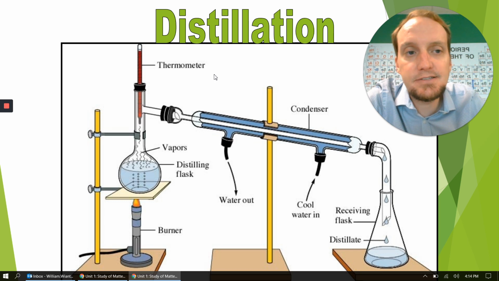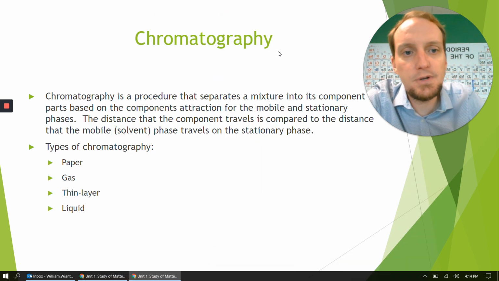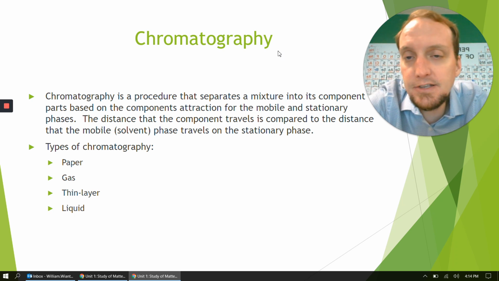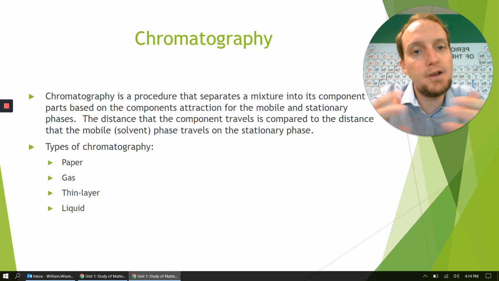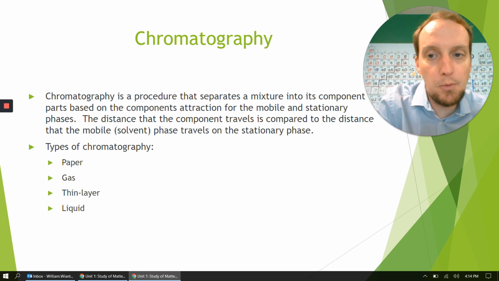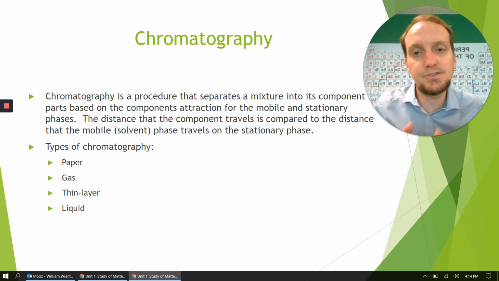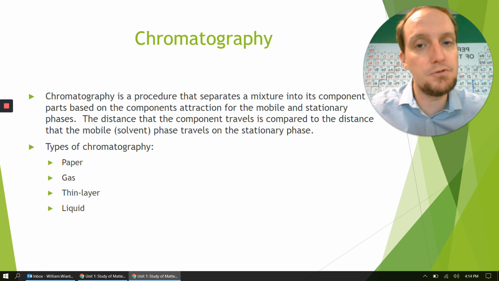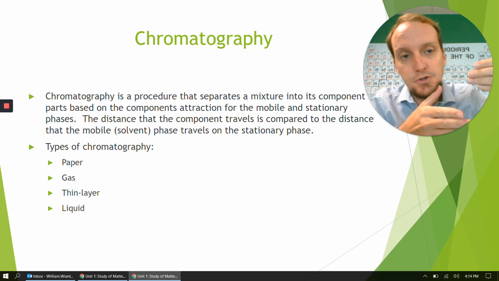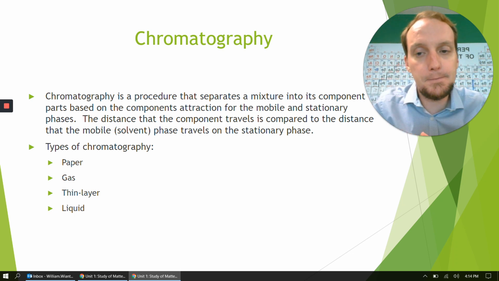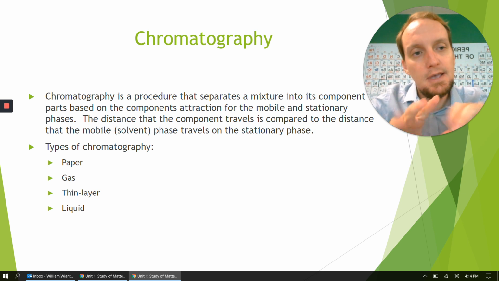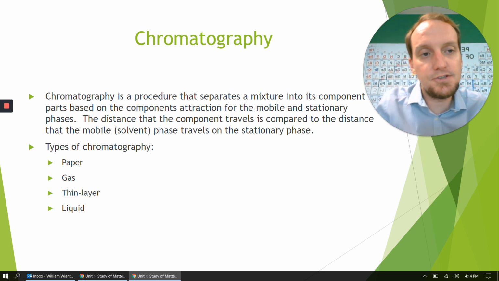So that's called distillation. The last one is called chromatography. This is what I did for my master's in biochemistry. I did a lot of chromatography. It's basically a way to separate a mixture using what's called a mobile phase and a stationary phase. The stationary phase, well, is not going to move. The mobile phase is going to carry whatever is dissolved or carried by the mobile phase and separated along the stationary phase.